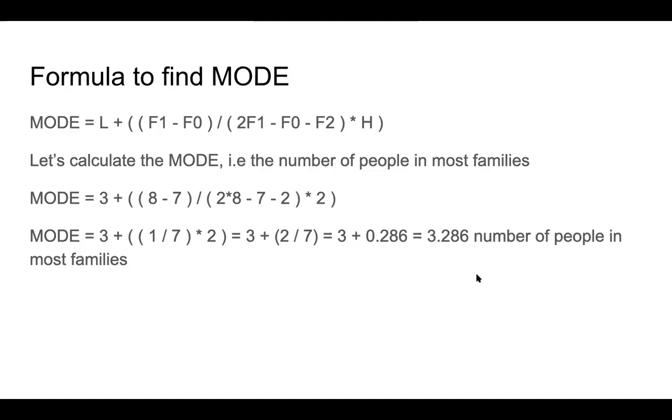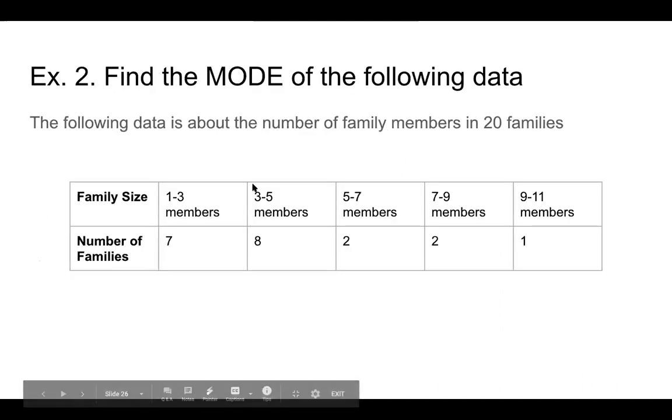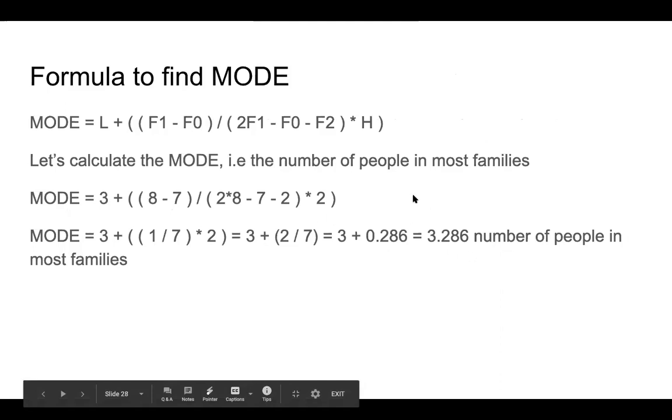Okay, so now what is your exercise? Find the mean of the previous families with all the 3 methods. You know how to find the mean with all the 3 methods. Which are the 3 methods? One is the direct method, the second one is the assumed mean method, the third one is the step deviation method. You need to find the mean of this data with all the 3 methods and compare it with the mode that you have found.